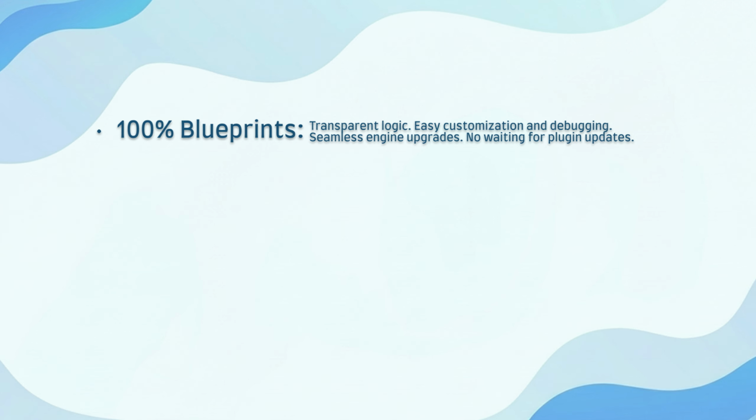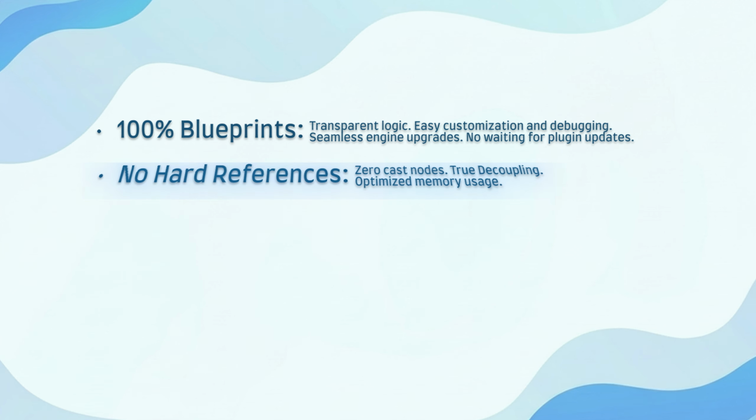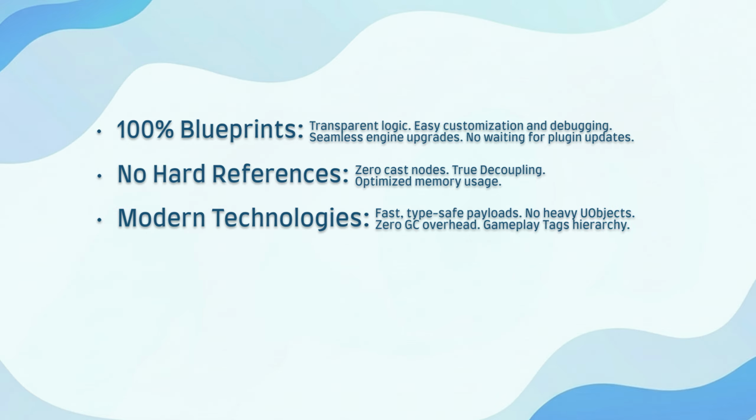Native blueprints have perfect compatibility. Unlike with C++ plugins, you will never have to wait for updates or fix errors when moving to a new version of Unreal Engine. With simple event system, you don't need cast nodes, which saves memory and makes your assets more modular. Opposite to heavy UObjects, instance structs are destroyed automatically without garbage collection, and the gameplay tags workflow keeps your project events organized.